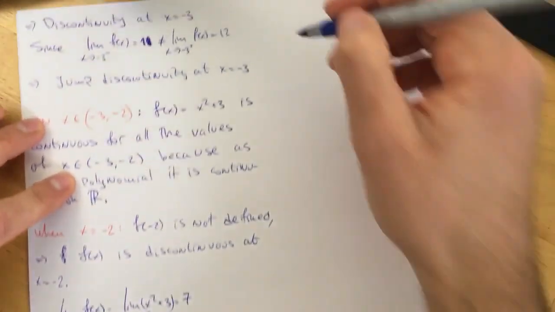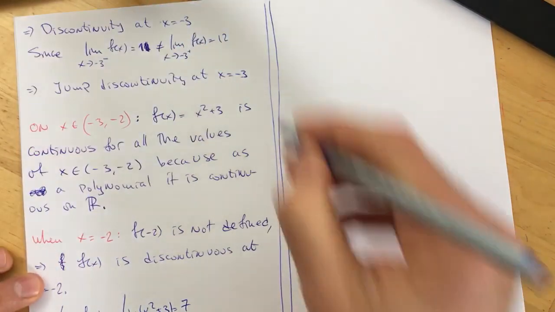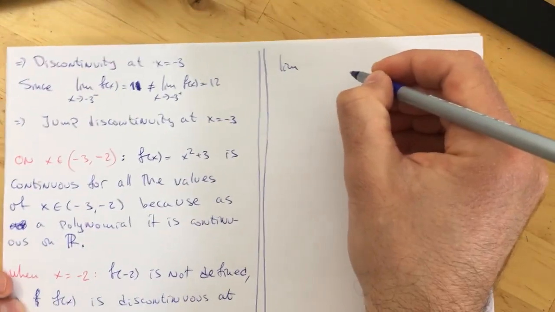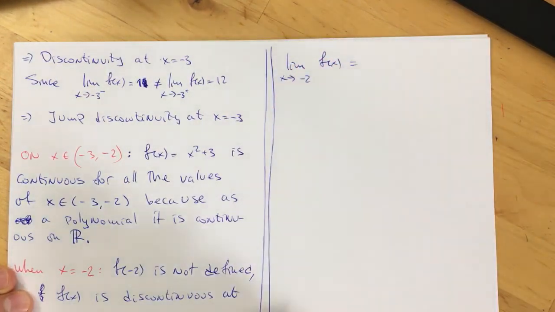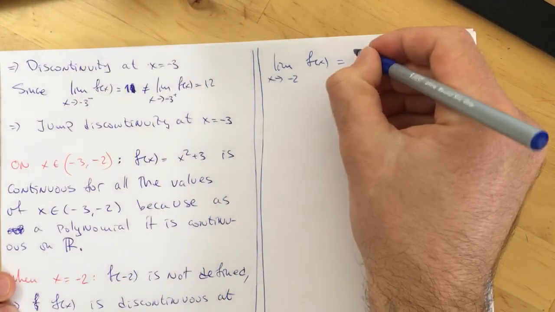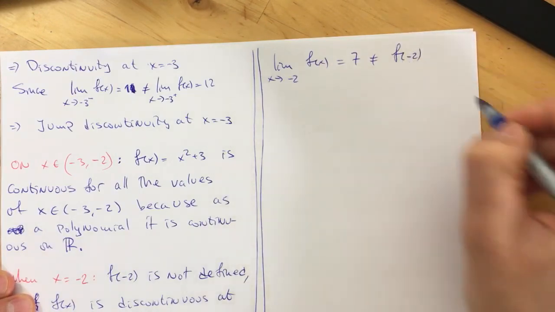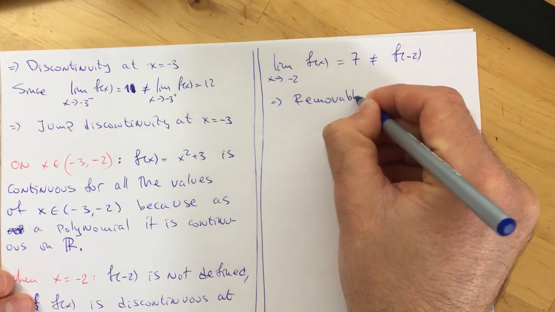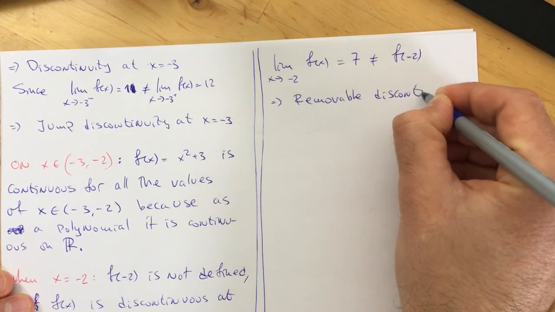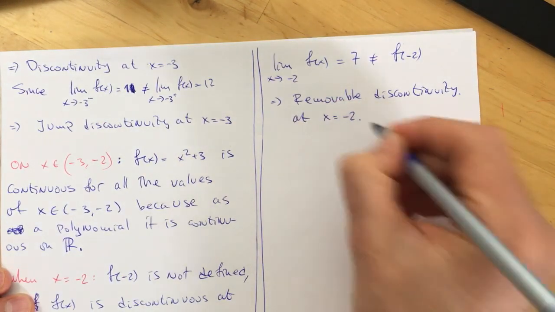Okay, so what do we have now? Now we have a situation where the limit of f of x as x approaches negative 2 indeed exists because the one-sided limits are the same. Okay, it's equal to 7, but it is not equal to f of negative 2 because f of negative 2 does not exist. And hence we talk about removable discontinuity at x is equal to negative 2.